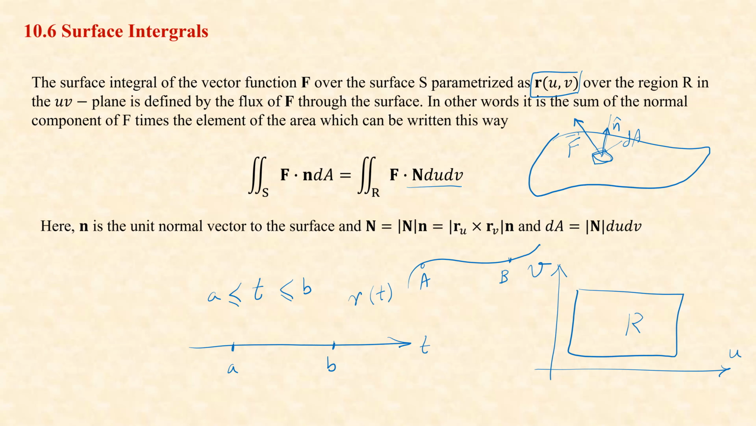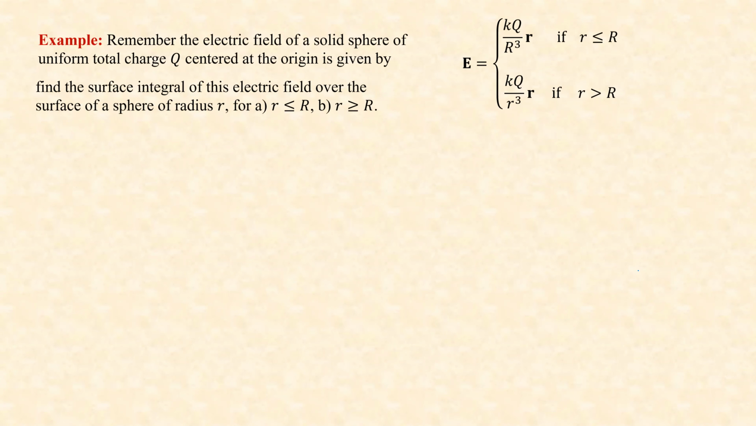We can also write it this way. F dot n dA is the same as F dot capital N du dv. n is the unit normal vector to the surface, and capital N is just the normal vector that comes from r_u cross r_v. And dA becomes the magnitude of N times du dv. All right? So let's try to do this integral of some vector function over some surface. That is very easy. For example, remember the electric field of a solid sphere of uniform total charge Q centered at the origin is given by this E.